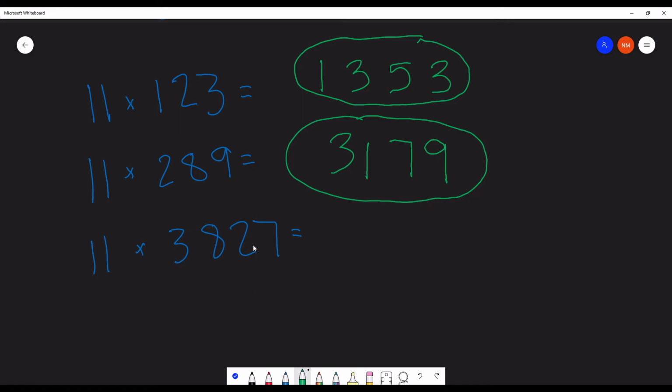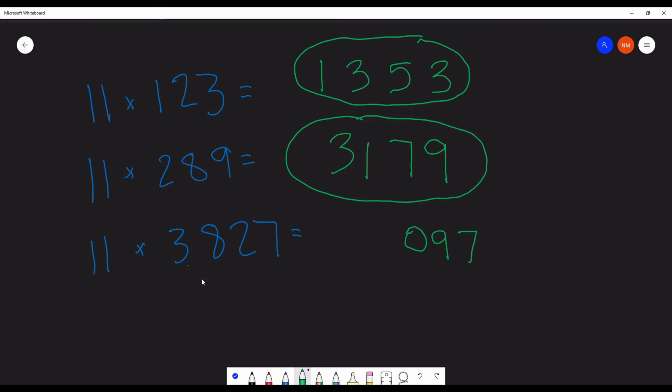Finally, we have a 4-digit number here, and the rule applies the same way. First, we write down the 7 in the units place. Then we do 2 plus 7, which is 9. Then we do 8 plus 2, which is 10. Write down the 0, carry the 1.